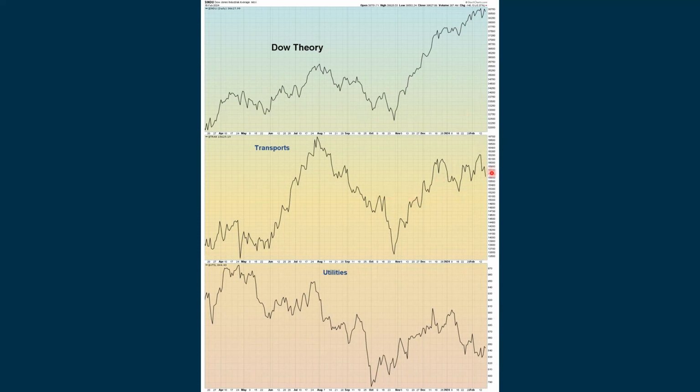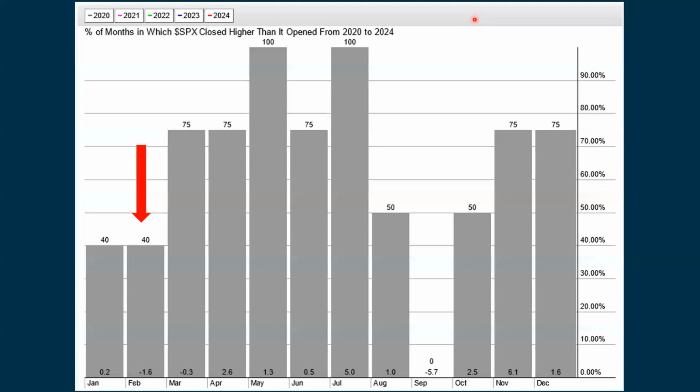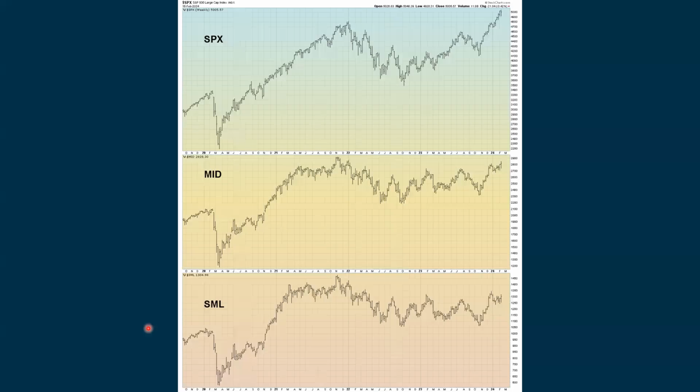But nonetheless, this should be going up and ultimately confirming the all-time highs that we're seeing with the Dow. And we're not seeing that yet. Then we are in the month of February, where we tend to be down for the month overall, and we're up about 40% of the time from 2020 through 2024.